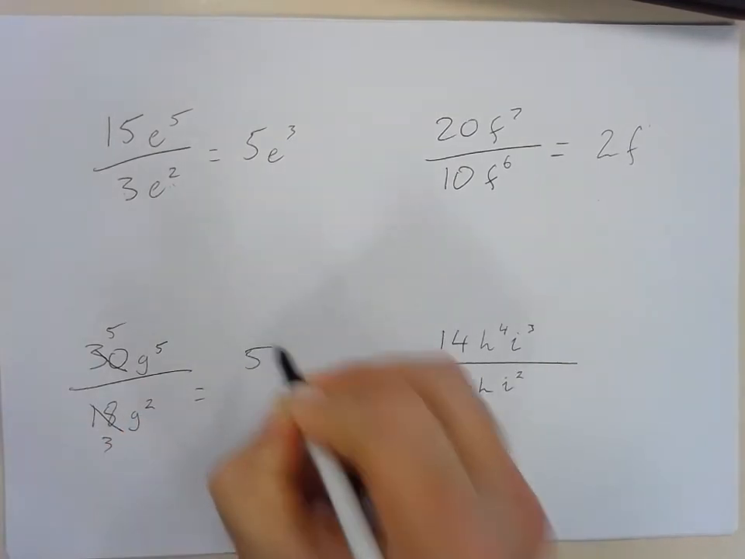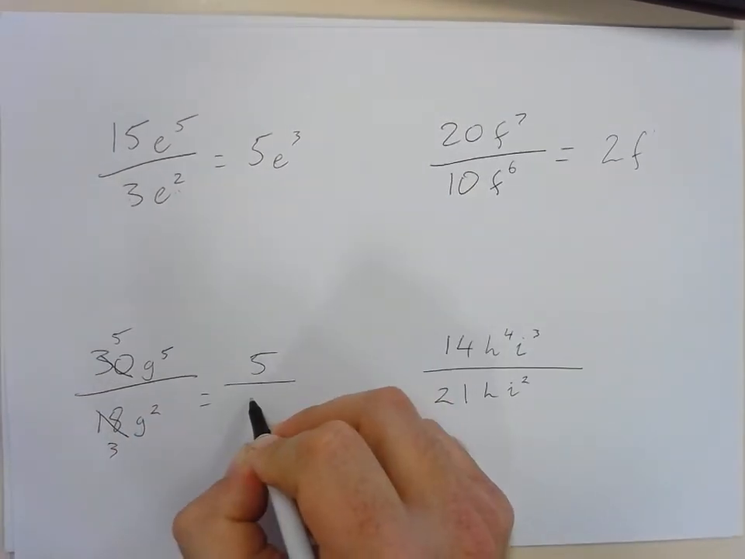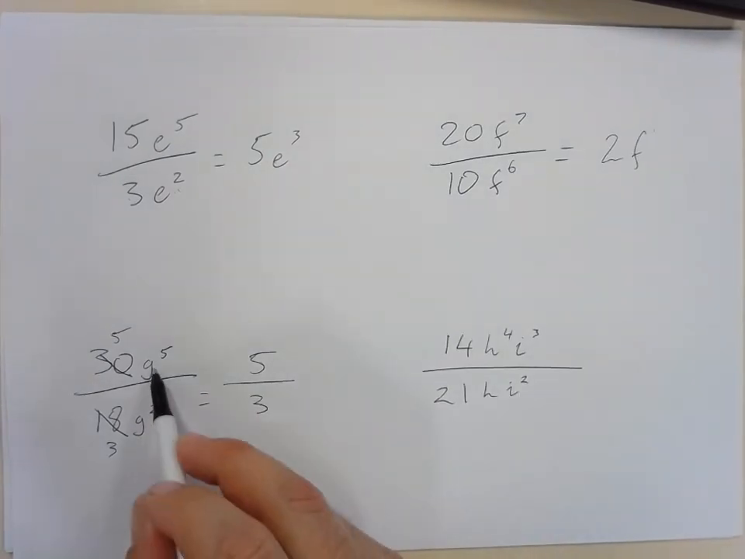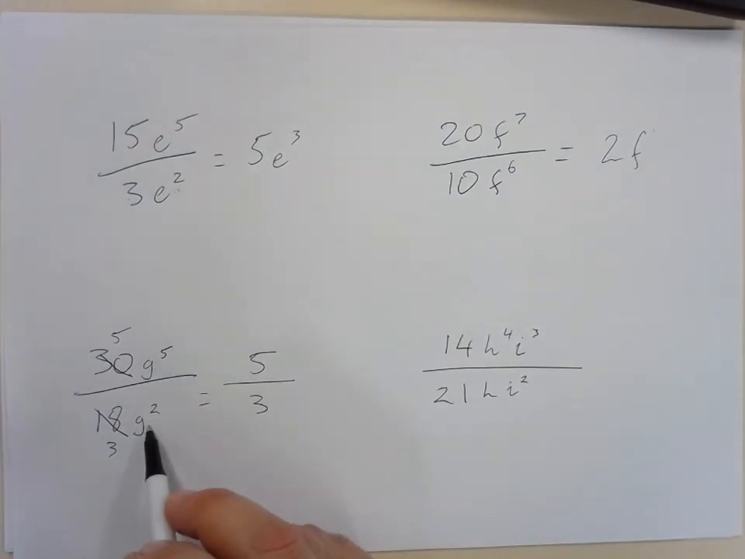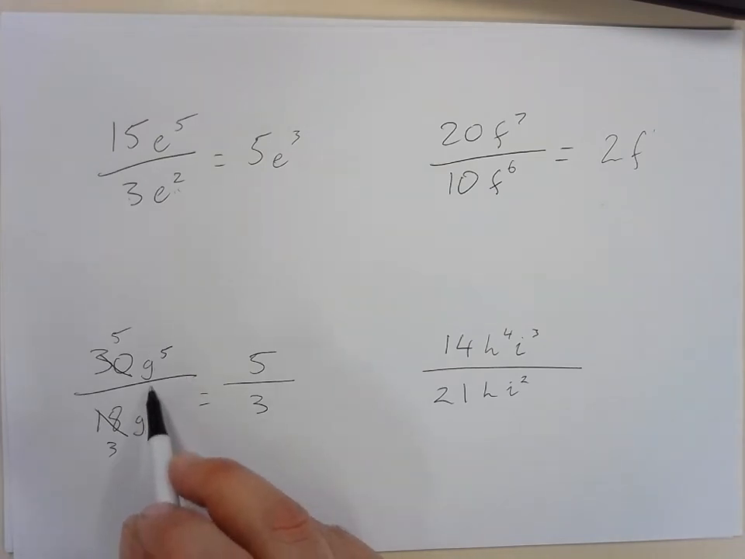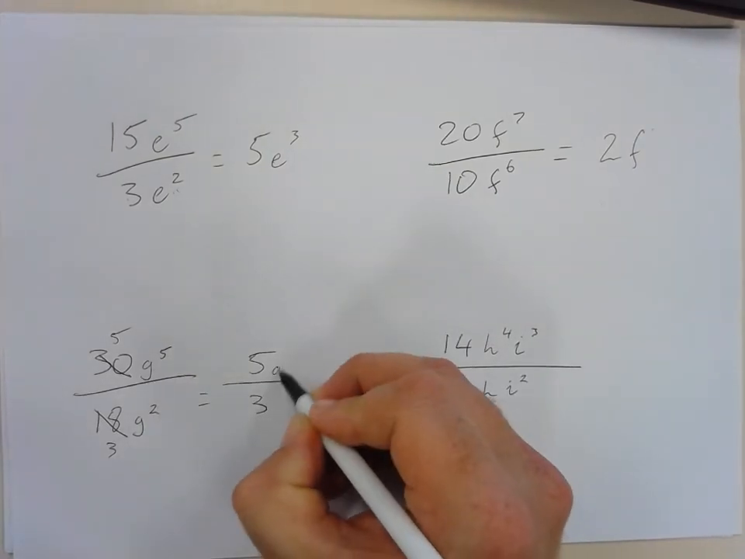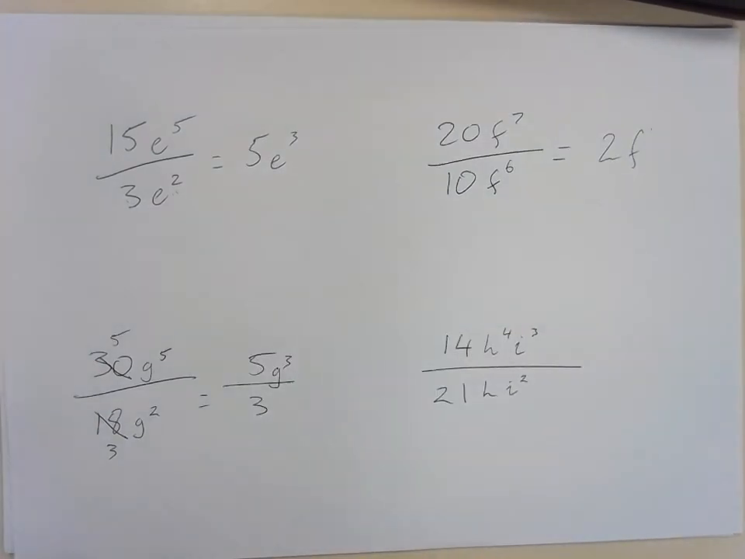So I have 5 over 3, and then I do my index law 2 with my g's there, g to the power of 5 divided by g to the power of 2, so I have 5 take 2, and it's g to the power of 3. Similar one here.